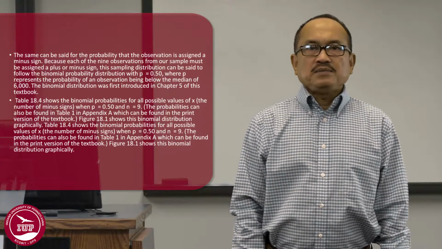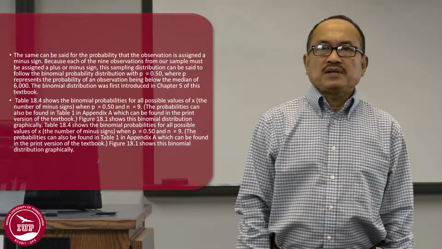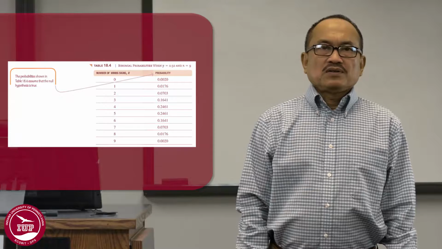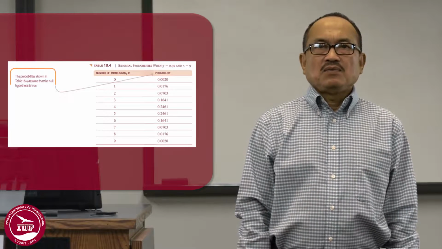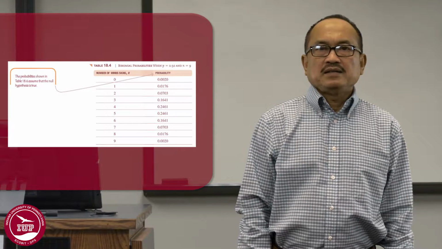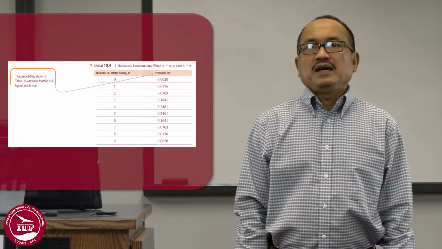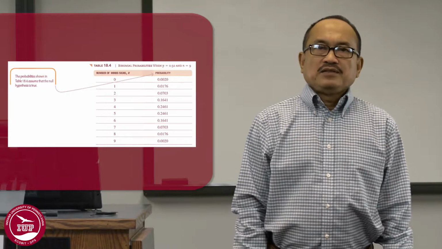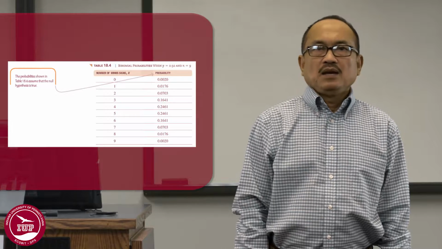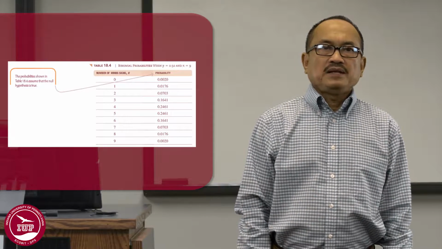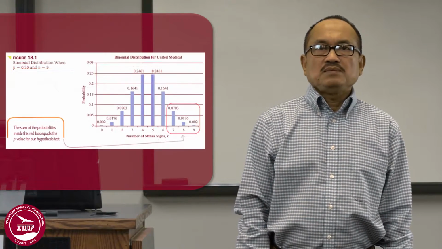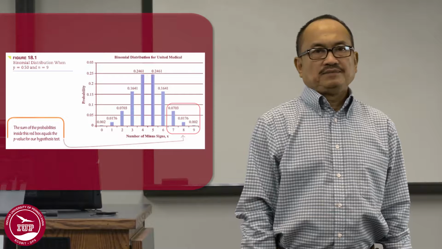The binomial distribution was first introduced in Chapter 5 of this textbook. Table 18.4 shows the binomial probabilities for all possible values of x, or the number of minus signs, when p equals 0.5 and n equals 9. The probabilities can also be found in Table 1 in Appendix A, which can be found in the print version of the textbook. Figure 18.1 shows this binomial distribution graphically.